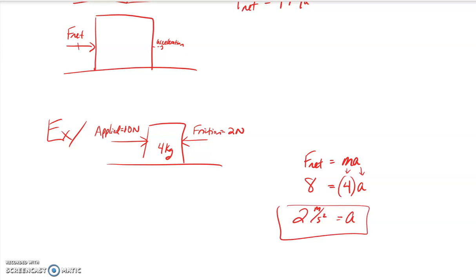And that'll always be in the same direction as the net force. So if the net force was to the right because there's 10 newtons right compared to only 2 to the left, that means our acceleration is to the right.